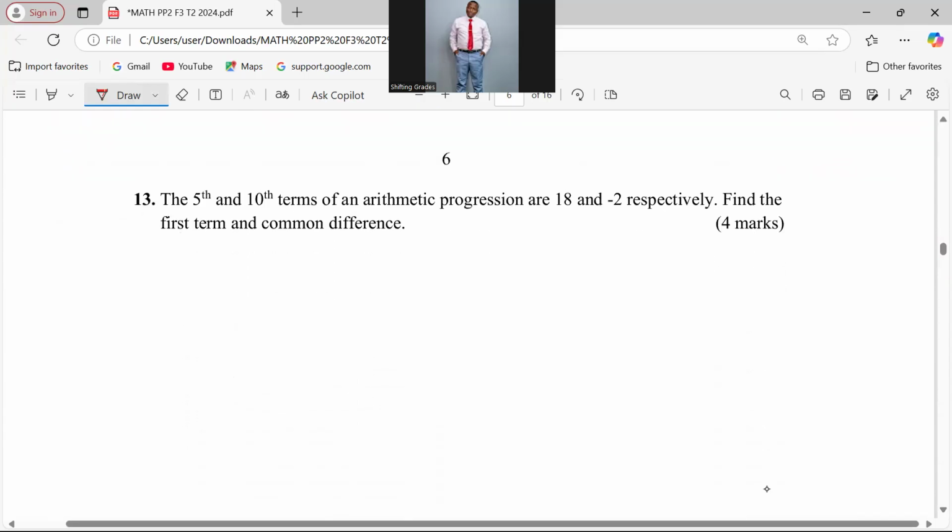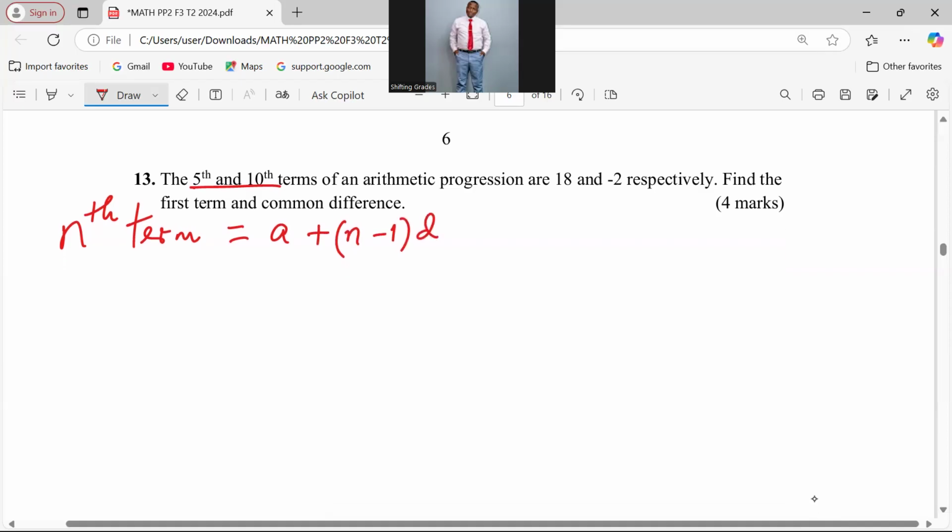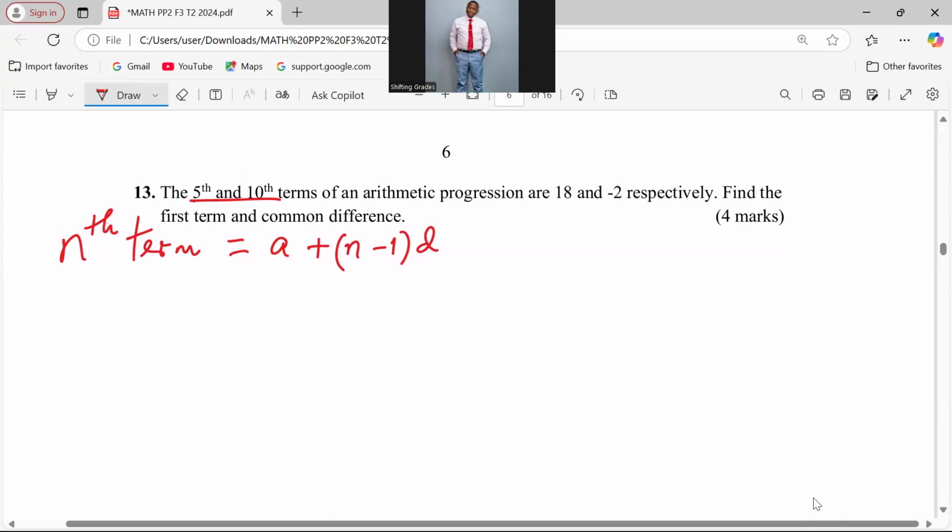Number 13 on sequences and series. The 5th and 10th terms of an arithmetic progression are 18 and -2 respectively. Find the first term and the common difference of the same. Of course, 5th term, so this is about nth term. In arithmetic sequences, how do we get nth term? Nth term is given by a plus n minus 1 multiplied by d. So the 5th term is known to be 18.